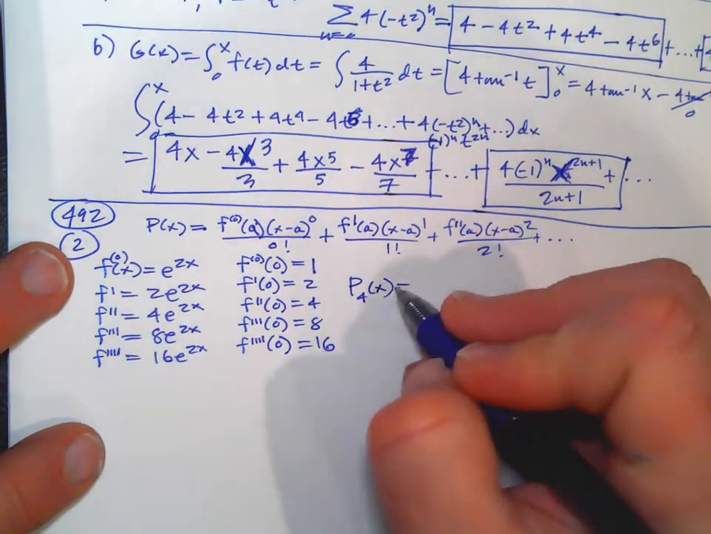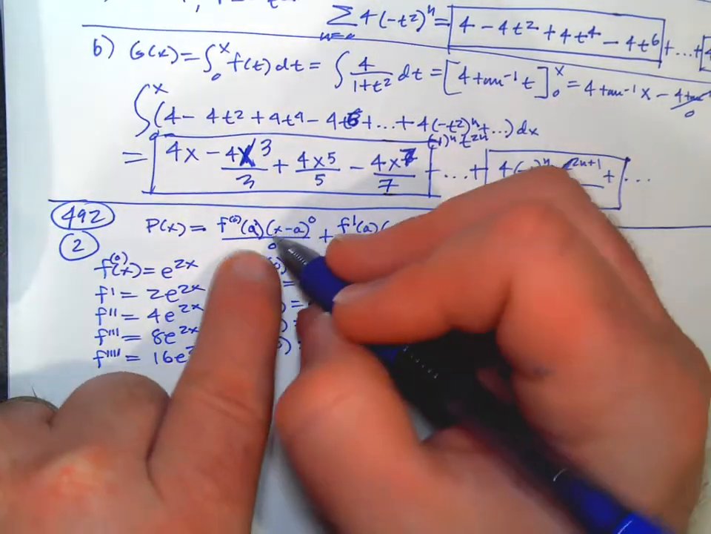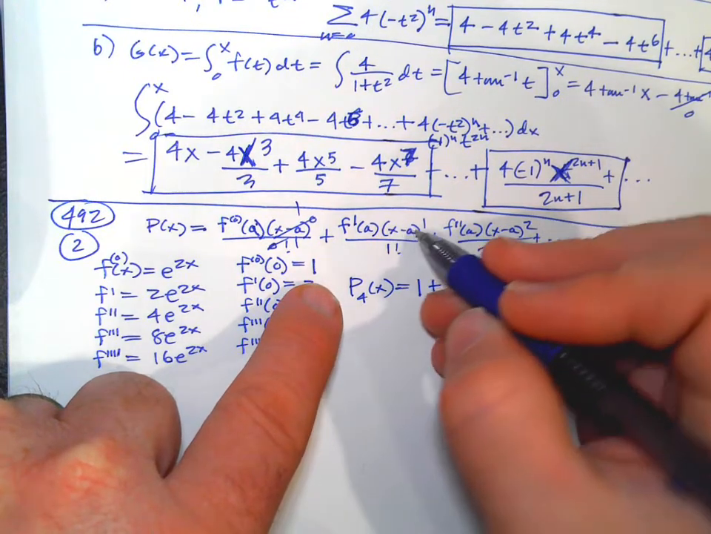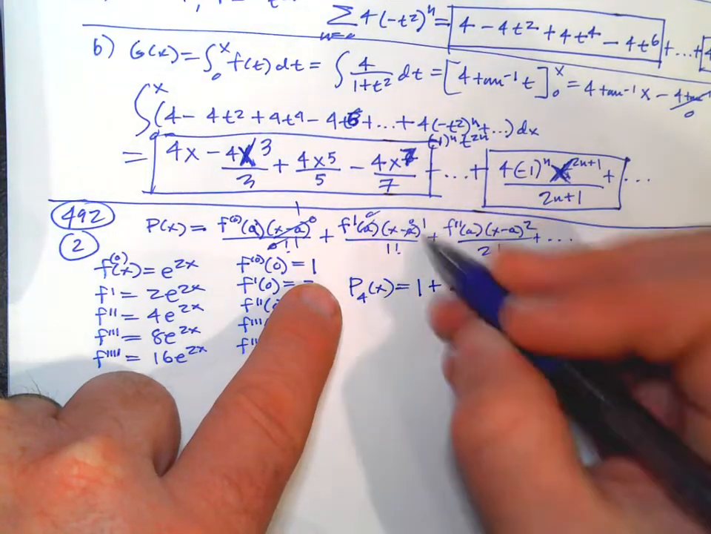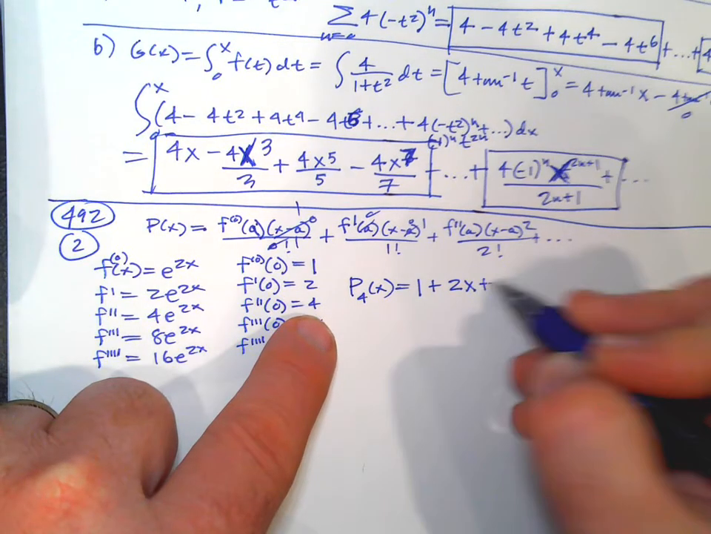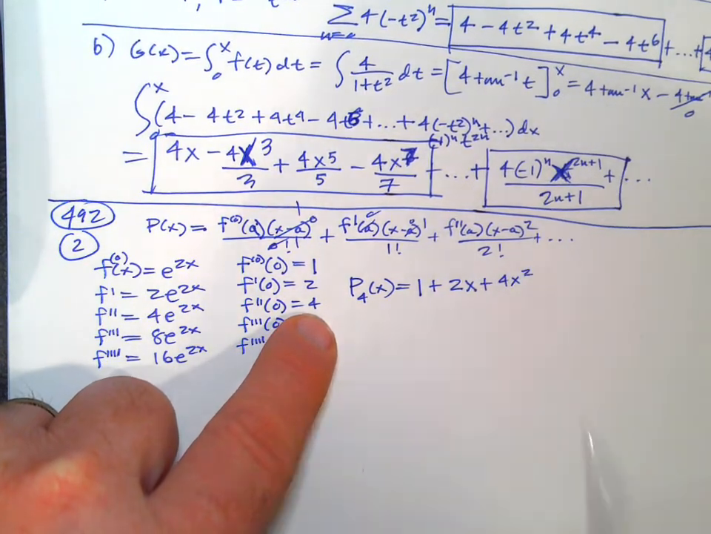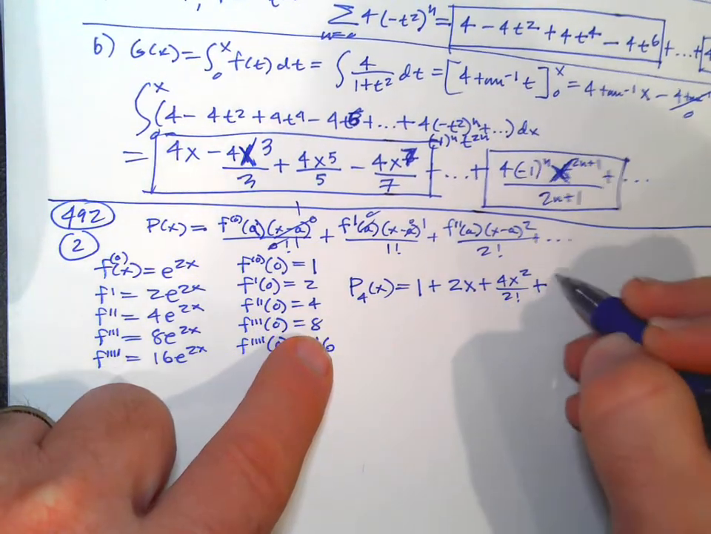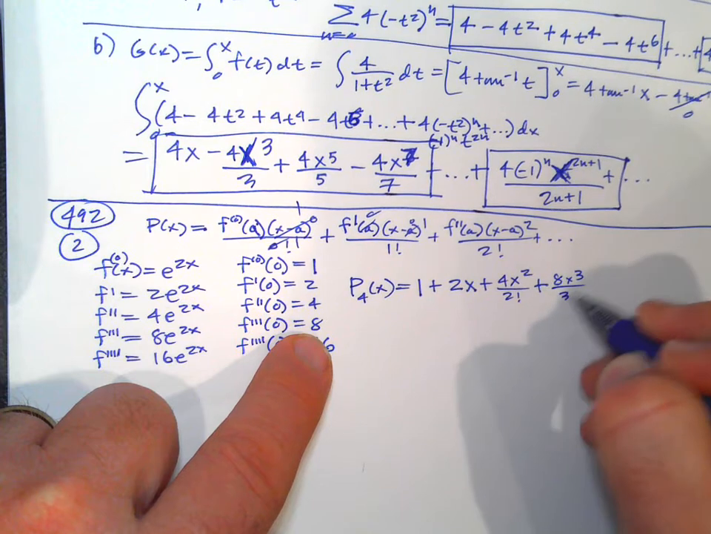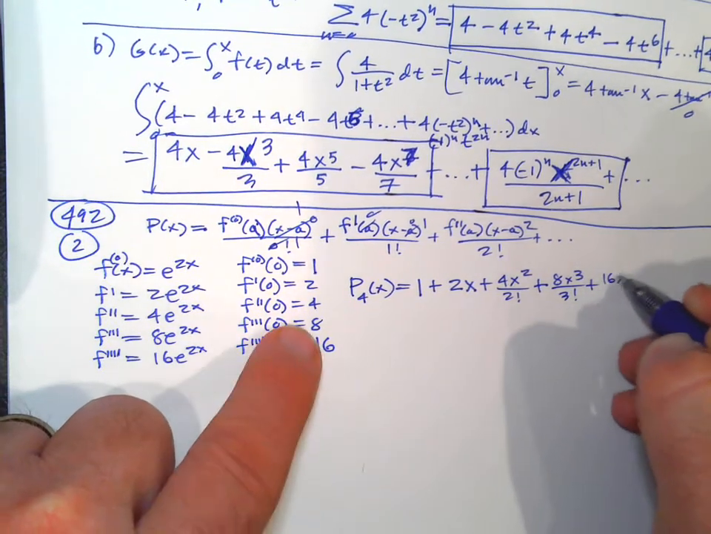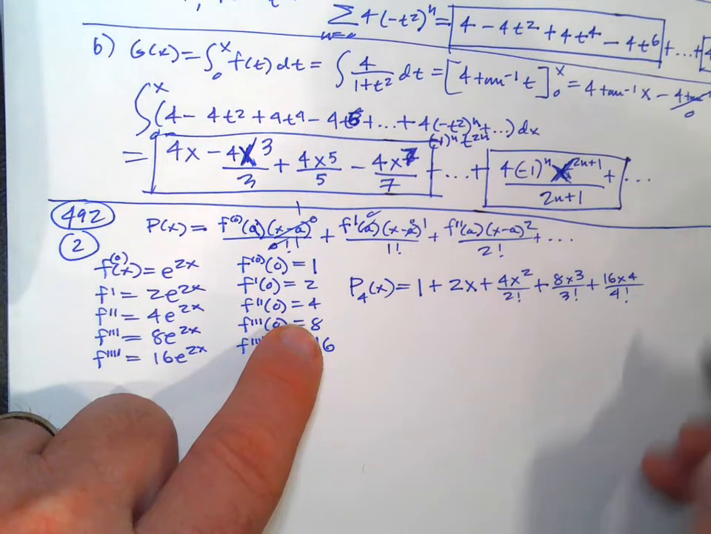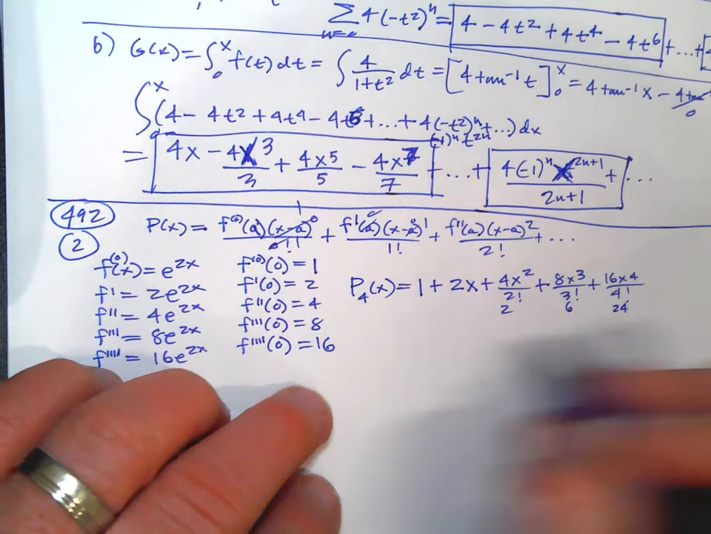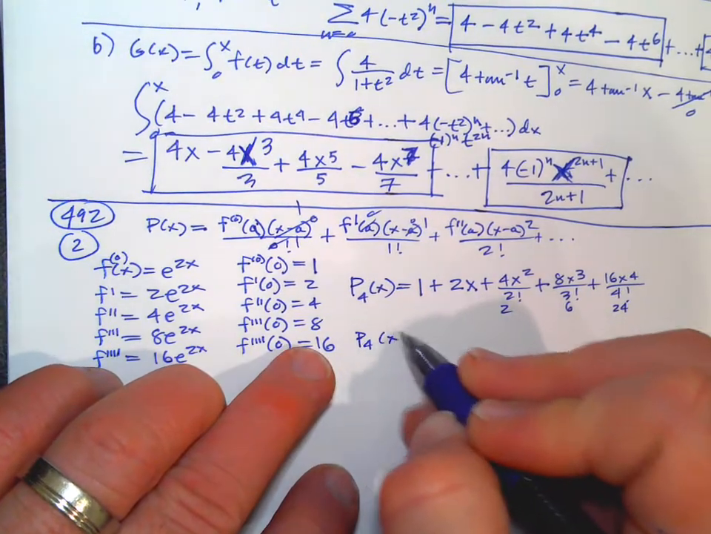Not 4 terms. The first term is 1. Plus 2. Remember, if a is 0, then you're just going to get x plus 4x squared over 2 factorial plus 8x cubed over 3 factorial plus 16x to the fourth over 4 factorial. We can simplify this. That's 2. This is 6. This is 24. We can reduce it and write a cleaned up version of the answer.